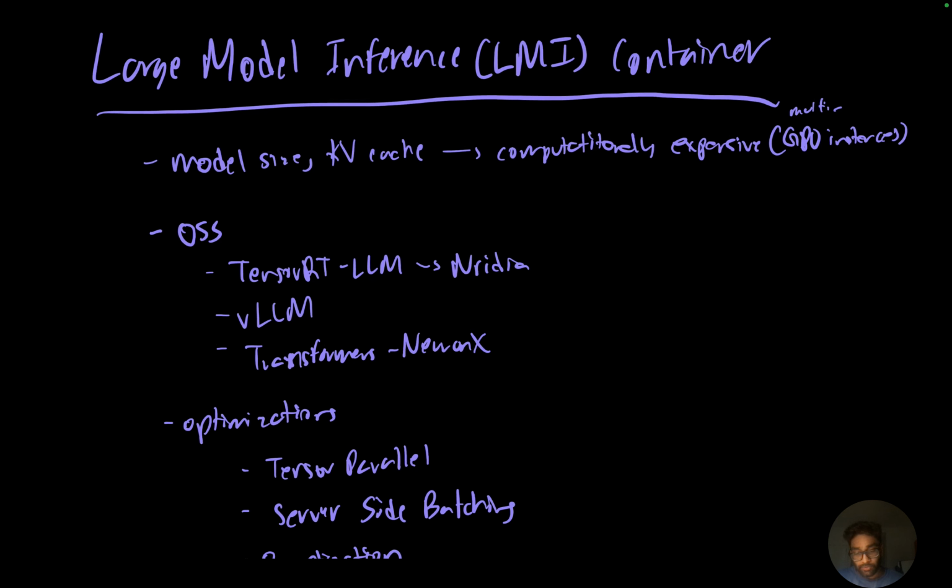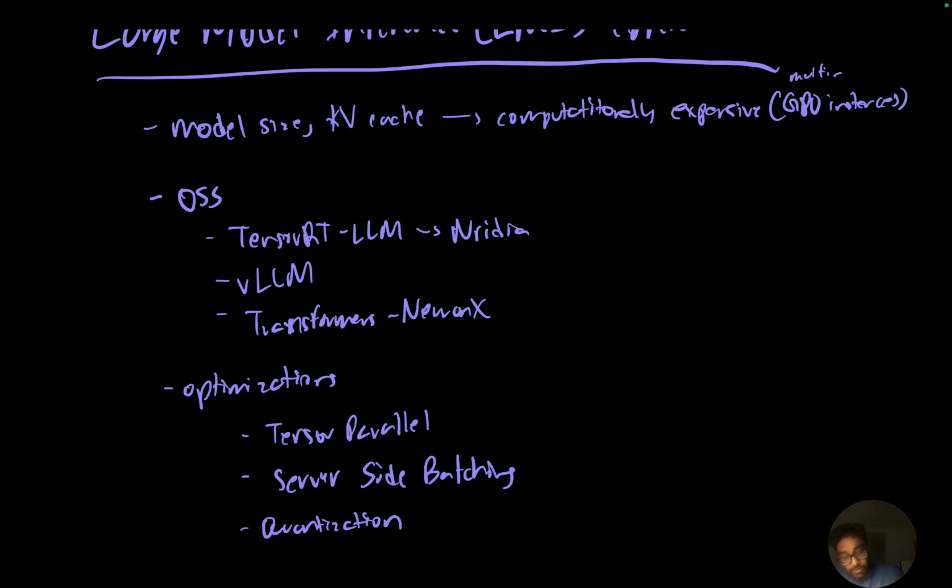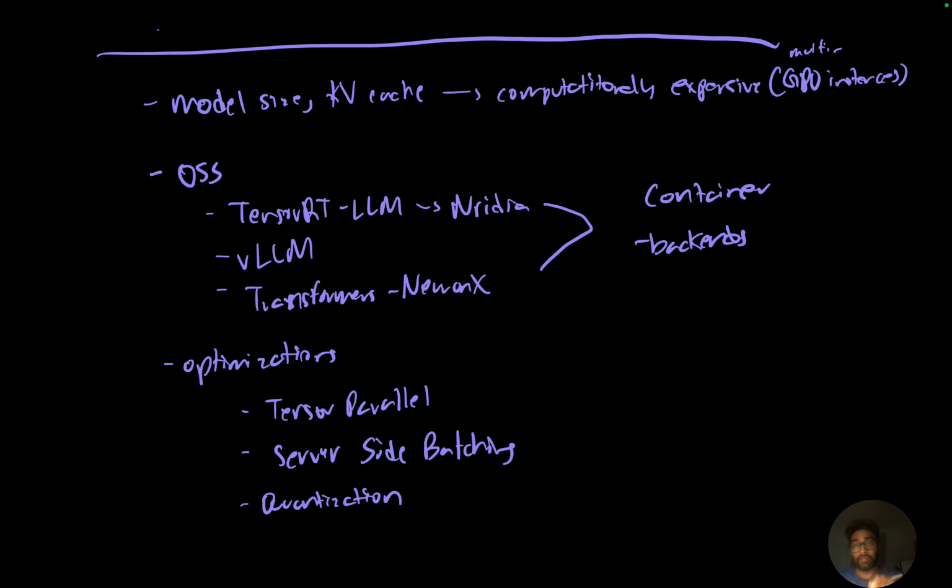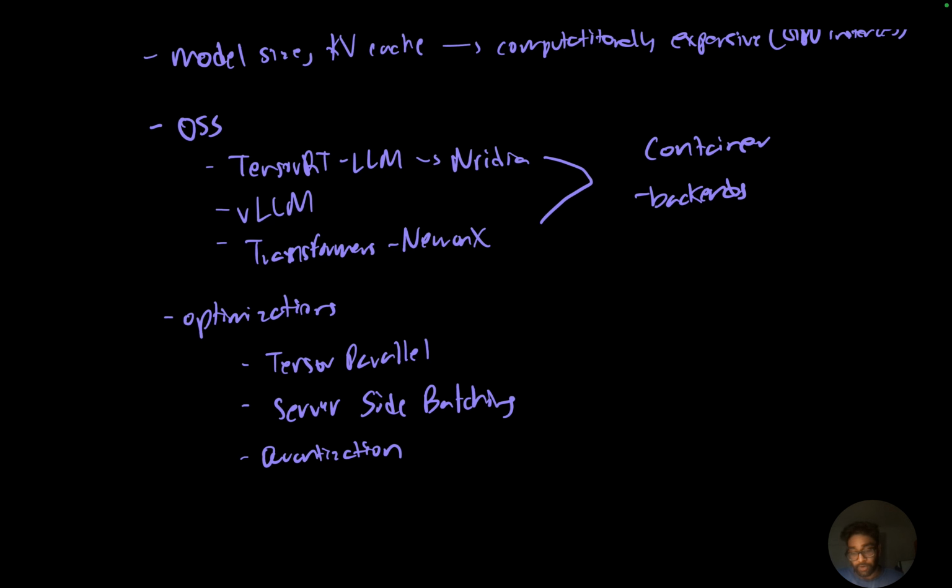And what the LMI container does is it surfaces all of this into a single container and exposes these as different backends that you can choose from. So let's say that you're really familiar with vLLM. You can take the LMI container and specify that you want to use the vLLM backend. And within the vLLM backend, you'll have access to all the different optimizations or properties that vLLM traditionally would expose for you to work with and set up as environment variables for your LLM serving.